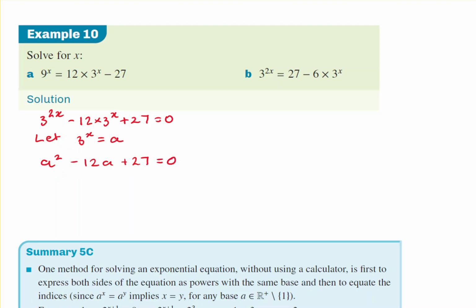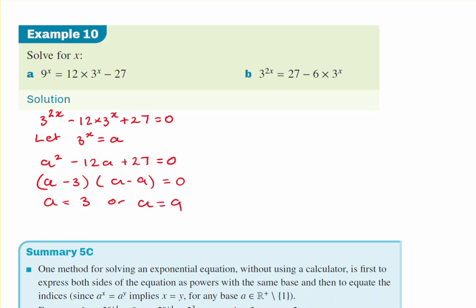So now you can see where it's a quadratic, so we can factorize that. So that's two numbers that multiply to give 27 and add to give minus 12. 9 and 3 look good to me. So a minus 3 and a minus 9 equals 0. a equals 3 or a equals 9.